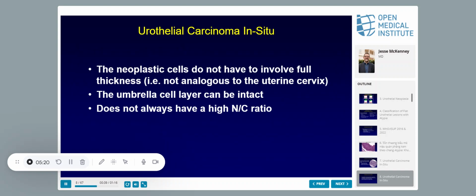And I will show you why, because there are examples where the high-grade cells percolate through the normal. And those cells can progress to invasion. So if you didn't call it CIS, you'd be underdiagnosing the patient. But we'll get to that. The other thing is the umbrella cell on top may be intact. So sometimes you hear people say, well, the umbrella cell layer is intact, that can't be CIS. That's false. And then finally, sometimes the cells have quite a bit of cytoplasm. So it's actually kind of rare to have a high nuclear to cytoplasmic ratio in CIS. And I'll show you some examples of that.